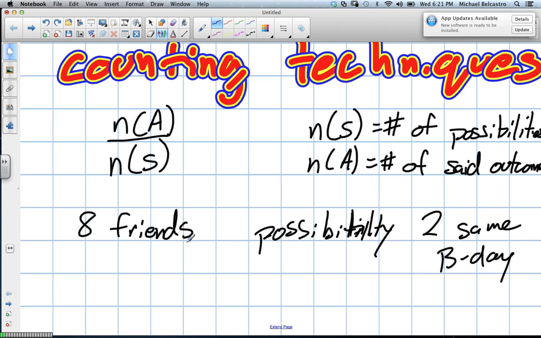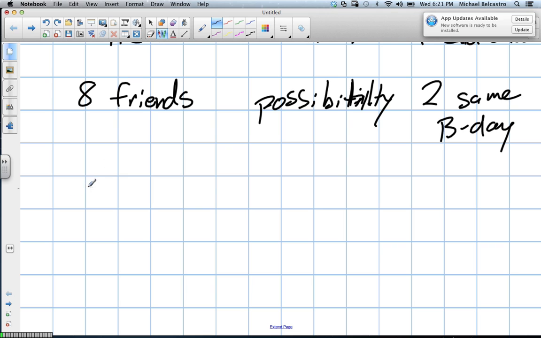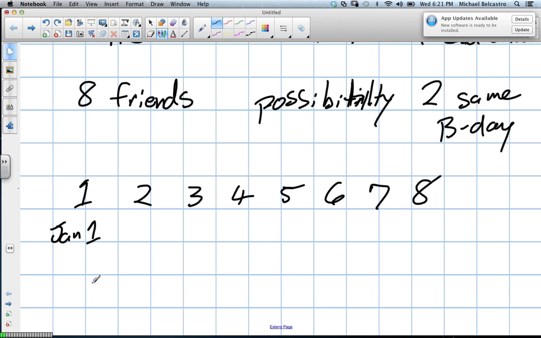So the real way they want us to go about that is they want us to actually think of the possibility of people not having the same birthday as someone. So let's take a look at our 8 friends here. Okay? So we have friend 1, 2, 3, 4, 5, 6, 7, and 8. We're going on the assumption that, let's say this guy's birthday is January 1st in this case. Well, guy 2 now has the option of, and this is the not. So this is essentially our A prime. So this is the possibility of not having the same birthday.